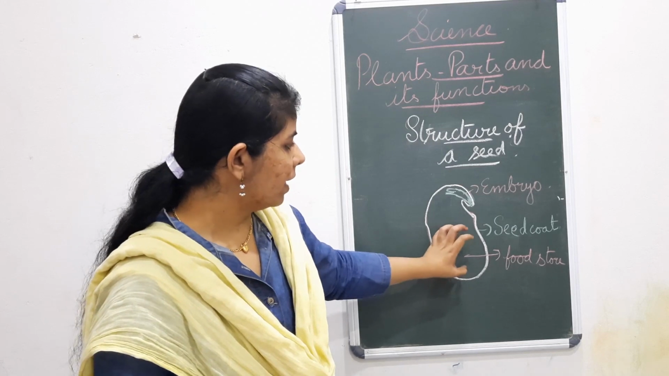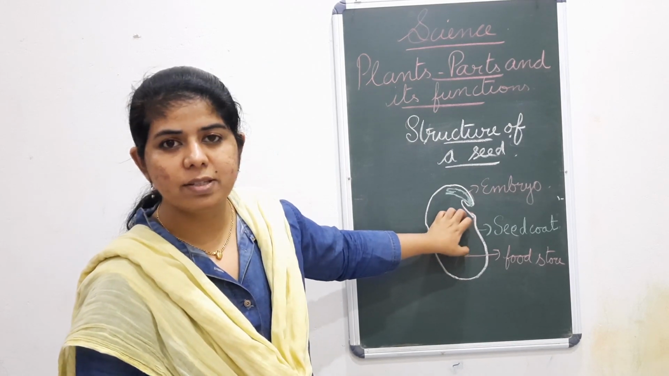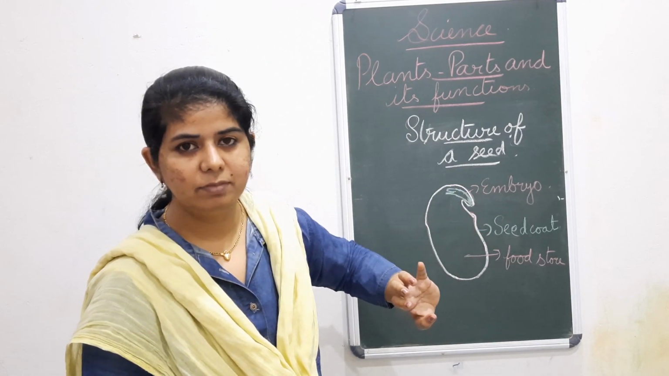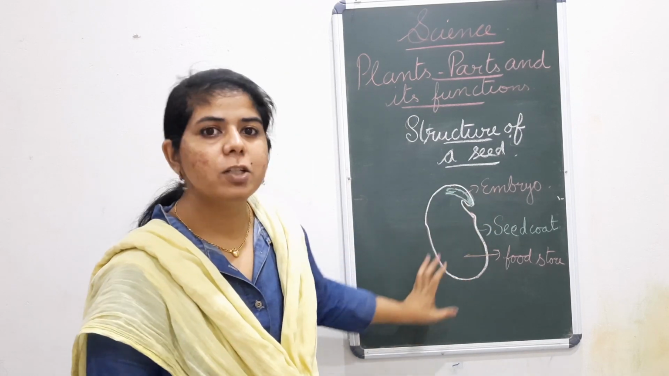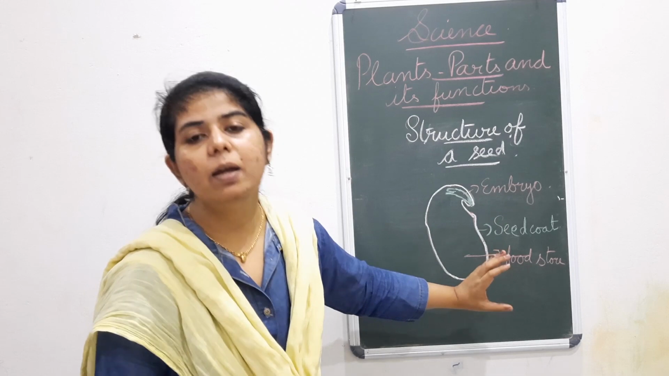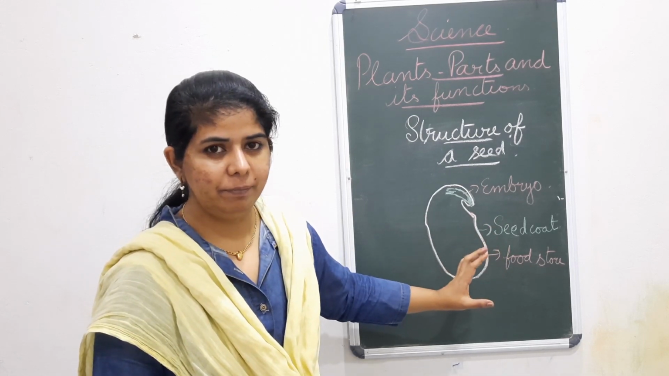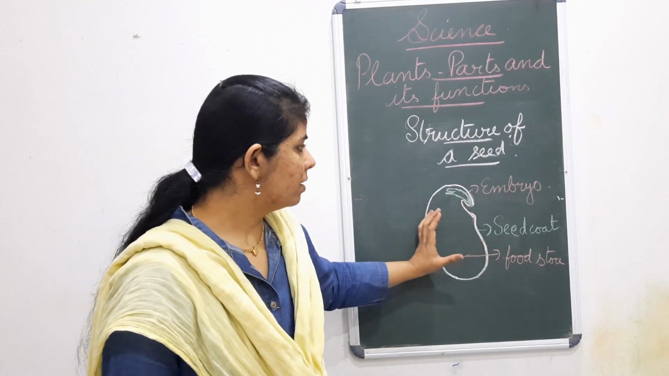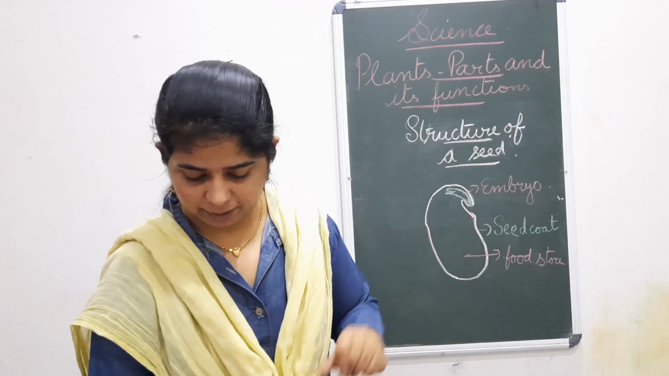The food store is where food is stored for this baby plant. The seed coat is for what? To protect that baby plant. It is the outer covering which protects the baby plant inside safely. So this is the structure of a seed.